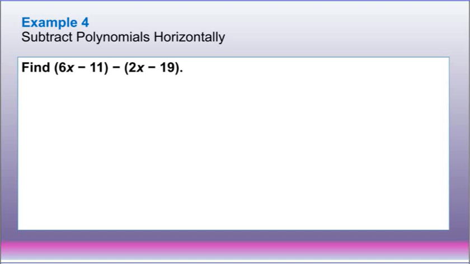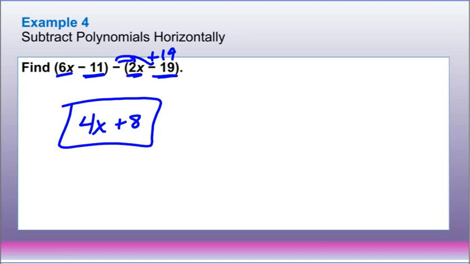Even though it says do it horizontally, you could do it vertically if you want to. This one, 6x minus 2x is 4x. Negative 11 minus a negative 19 really means I'm adding 19. Remember, you're distributing a negative. So negative 11 plus 19 is a positive 8. So our answer is 4x plus 8.